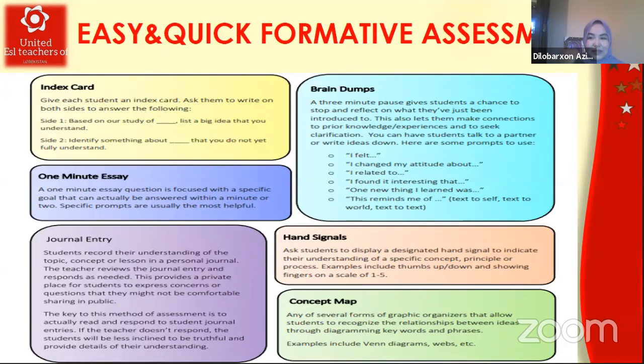So if they understand the lesson very well, they will raise their thumbs. If it's vice versa, they can put their thumbs down. And the last part here, we have concept maps.